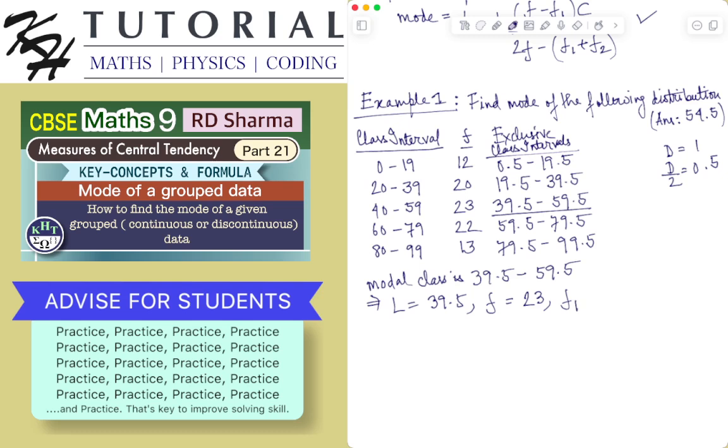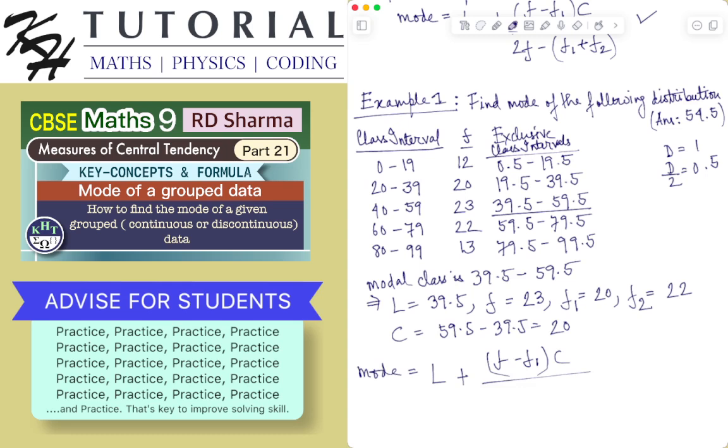We know f1, the frequency of the class previous to the modal class, which will be 20, and f2, the frequency of the class next to the modal class, which will be 22. And of course c is the width of the modal class, which is upper limit minus lower limit, which is 20. So now mode will be equal to L plus (f minus f1) multiplied by c divided by (twice of f minus f1 minus f2).